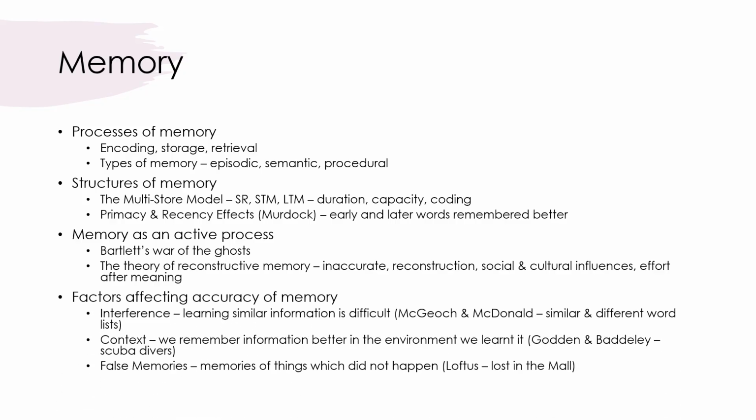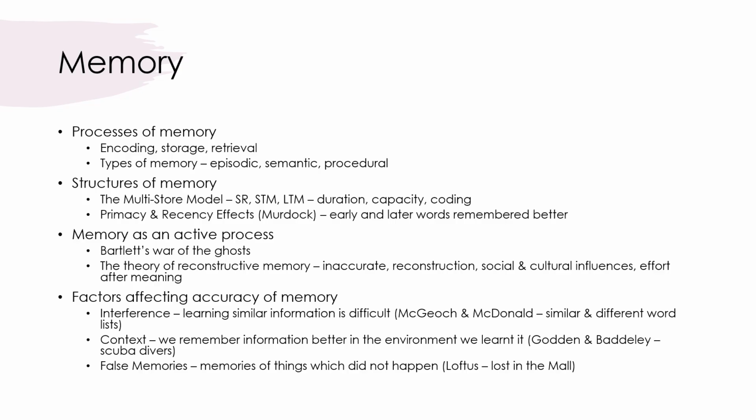And then the last bit of the memory topic looks at the factors affecting accuracy. There are three of them: interference, context, and false memories. You don't have to know the studies here. They're not named studies. However, they do help you to understand these three things. So interference is where similar information is harder to recall because of interference. The memories confuse each other. Either new memories confuse old memories, or old memories impact what you're trying to remember that is new. So learning similar information is difficult.